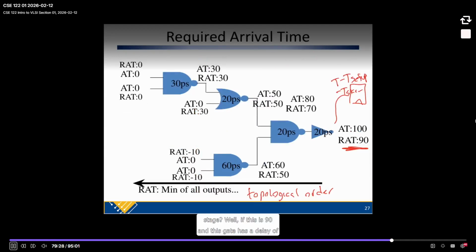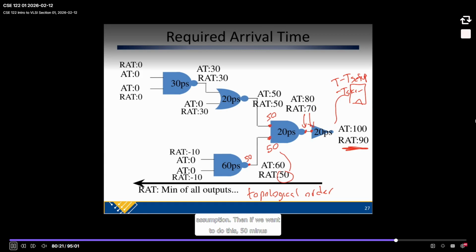So what do we do at each stage? Well, if this is 90, and this gate has a delay of 20, we do 90 minus 20 is 70. So the required arrival time at this node is 70. Again, I'm ignoring wires here, so technically there would be a pin here, a pin here, and a pin here, and this one would be 70 minus whatever wire delay. But I'm ignoring wires, so we're just assuming that's the same. And then we have that 70 value. 70 minus 20 means the delay here and here is 50. Again, I'm assuming 0 wire delay, so this is also 50. That's just the assumption.